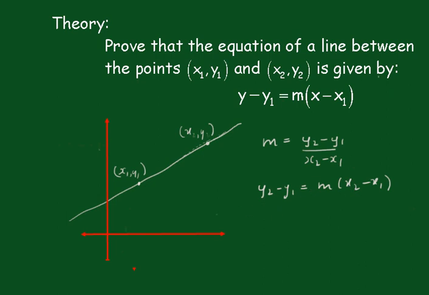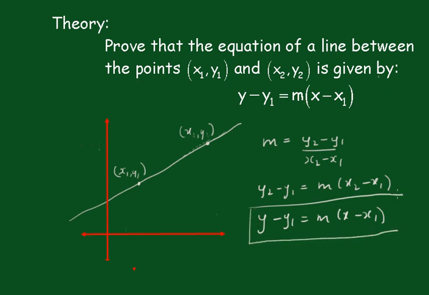So the equation now becomes y minus y1 equals m outside of x minus x1. And that's the equation of the line in the gradient point form.